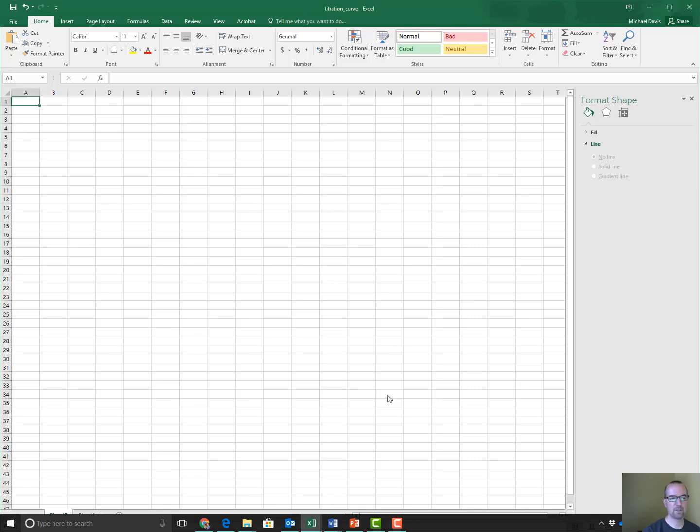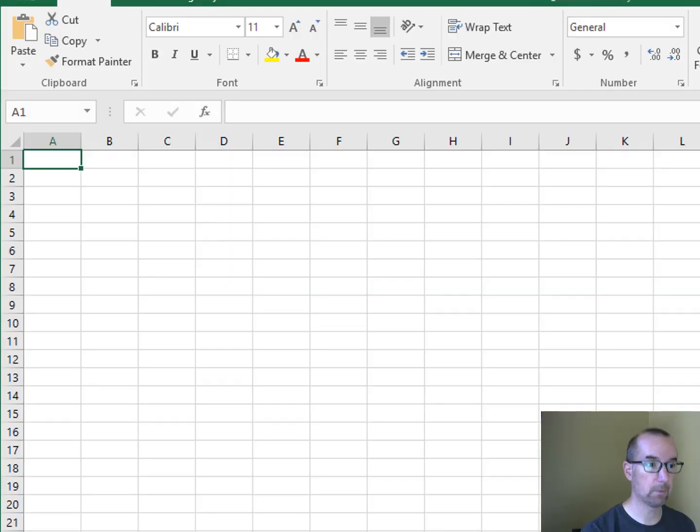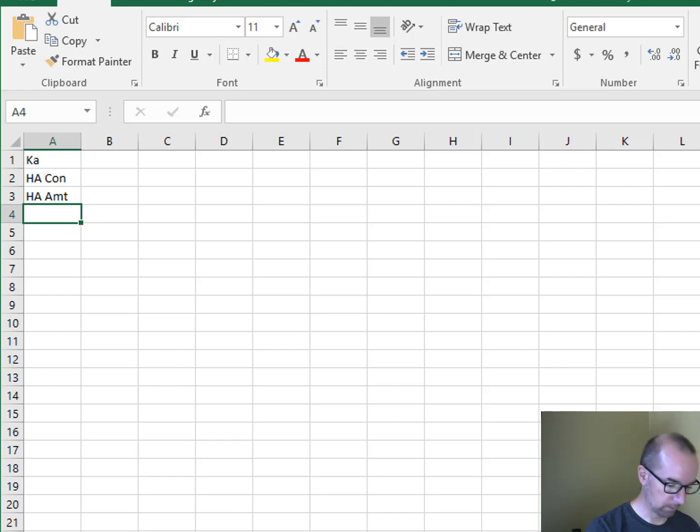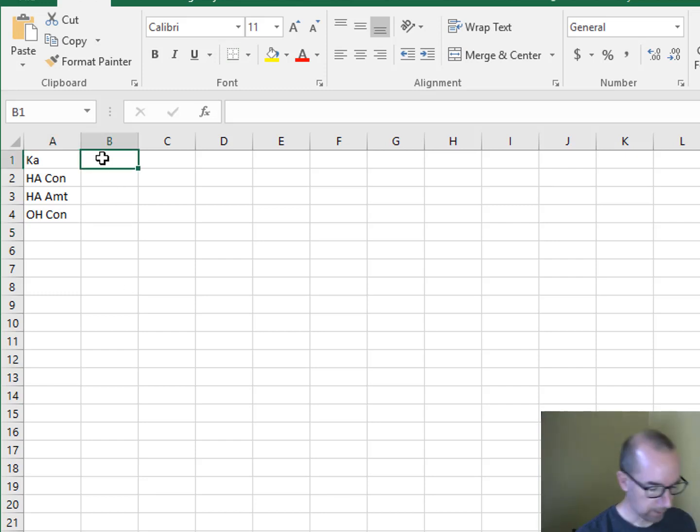So let's go through some of the steps you might use to get a titration curve going. You're probably given some constant, something like a Ka, acid concentration, an acid amount, and a base concentration, so OH. These are just letters. They don't really mean a whole heck of a lot as far as Excel is concerned. Each of these is going to have different values that we put in.